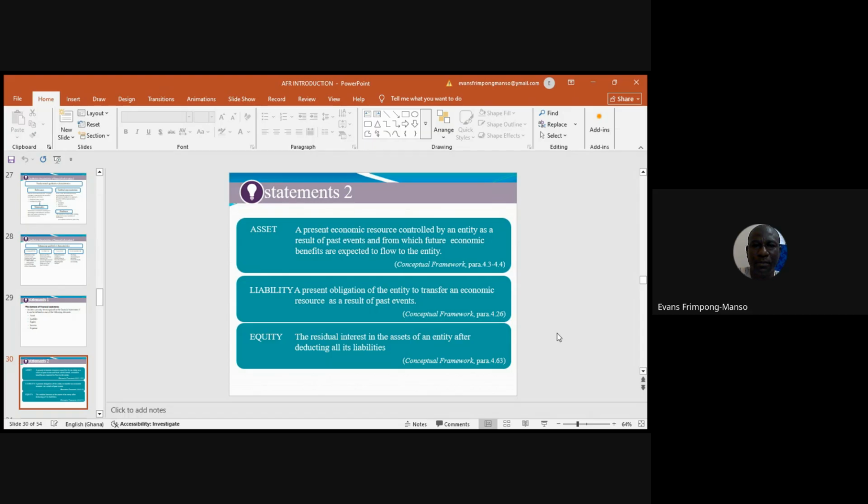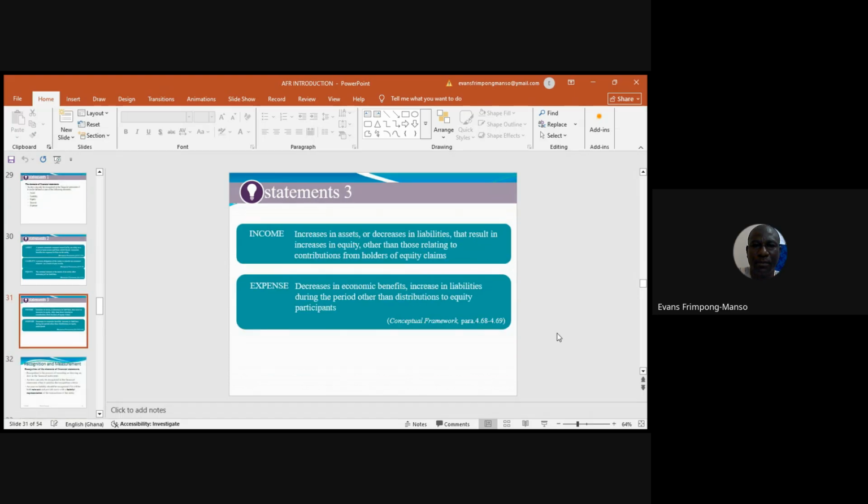That's asset, liability, and equity. What about expenses and income?